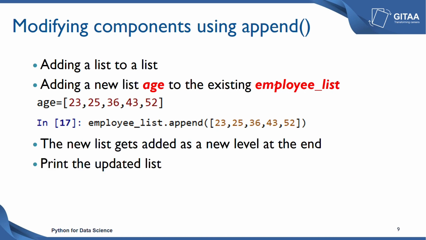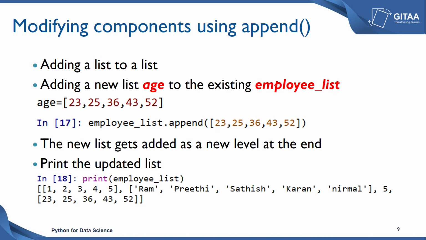So, if you print the updated list, we already had ID, employee name, number of employees. Now, since we have added age to the existing employee_list, it will be added at the last.